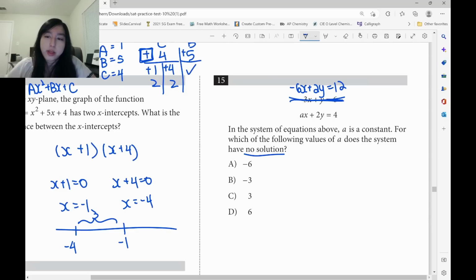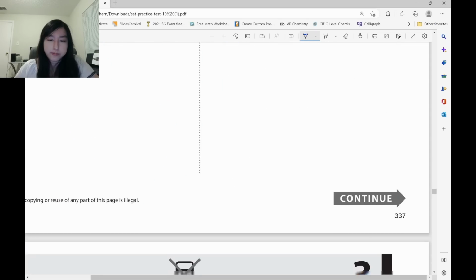Typically, when it's no solutions, the constants would be different. If it's exactly the same, it means infinitely many. So all I have to do now is compare. x is the same as negative 6x. It's going to be the same to each other. So a is just going to be negative 6.